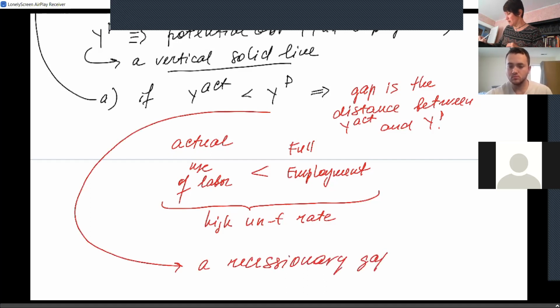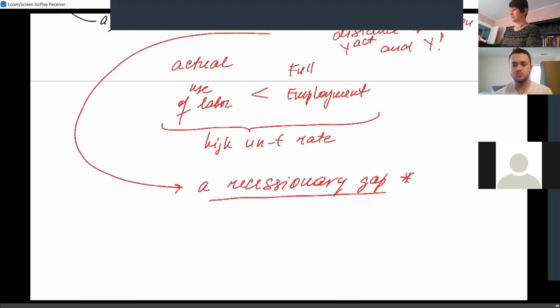A recessionary gap. Okay. The actual GDP is shrinking away from potential, releasing more and more workers from their workforces. Any questions? No? Okay.